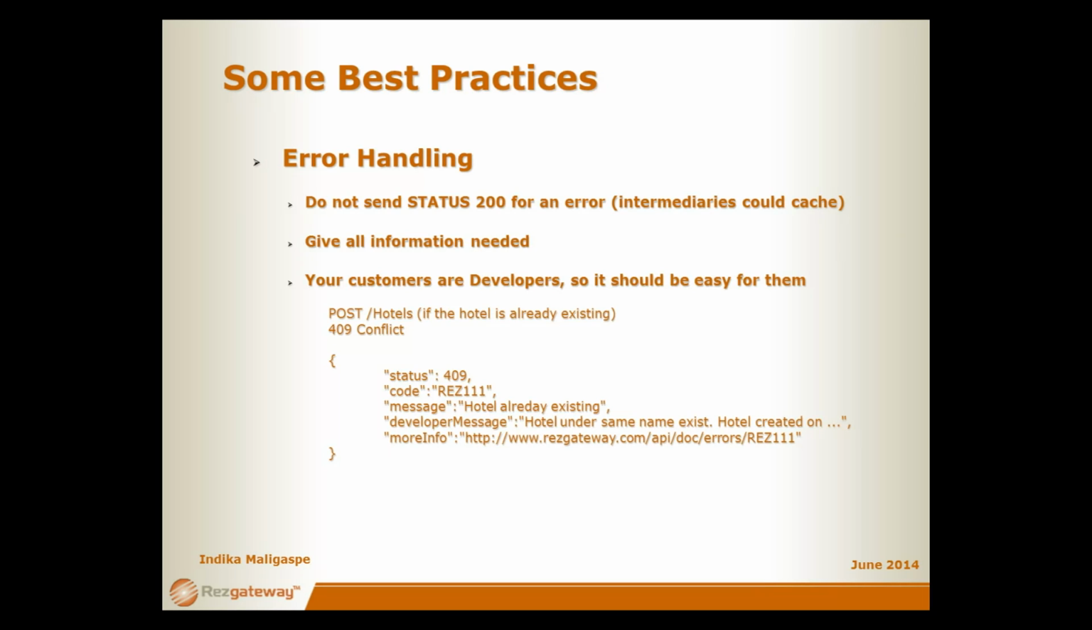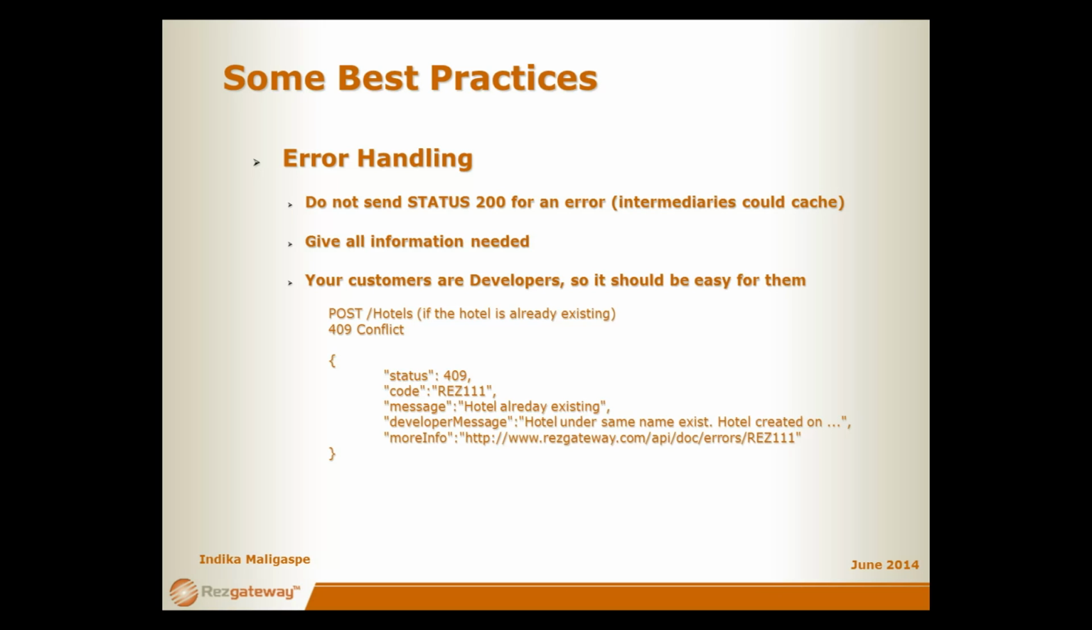If you're trying to create a hotel and you have an error because the hotel is already there, you can say 409, a conflict, or a 500 internal server error, but send the proper HTTP status code. And in the message, give as much information as possible, because your client should not have to traverse between the header and the message. The client should get all the information in the message itself. The header or the HTTP status is for the intermediaries.